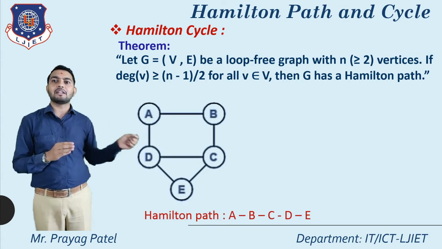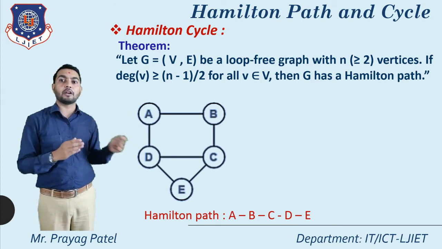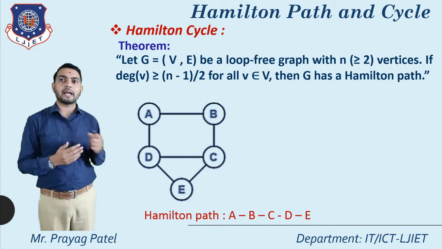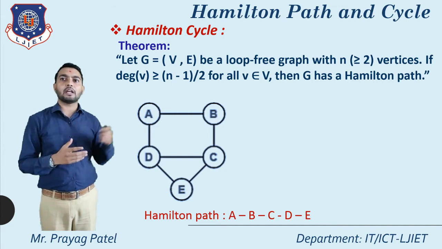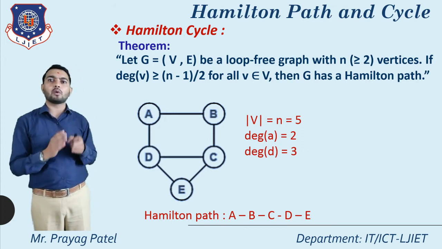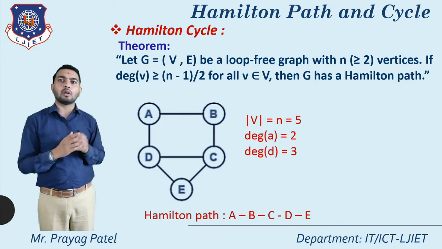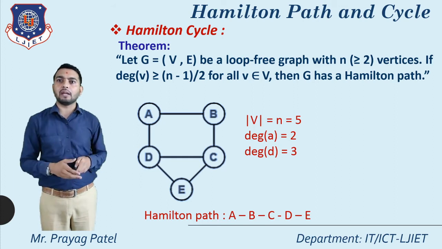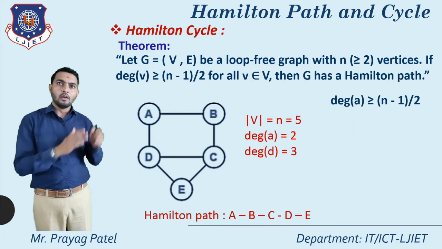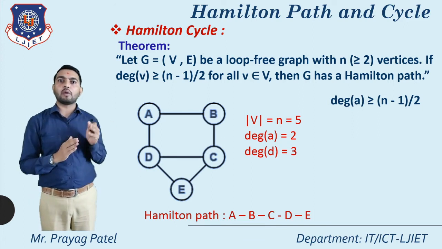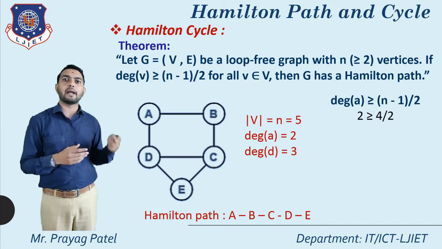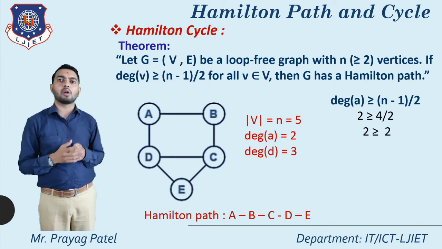So here consider this graph. Here a Hamilton path is possible: A, B, C, D, E. Now check the condition: degree of v greater or equal to (n minus 1) divided by 2, is it satisfied or not. So |V| equal to n equal to 5, degree of A equal to 2, degree of D equal to 3. Now check for the node A as your node v. So degree of A equal to 2 greater or equal to 4 by 2. So 2 greater or equal to 2, condition is satisfied.